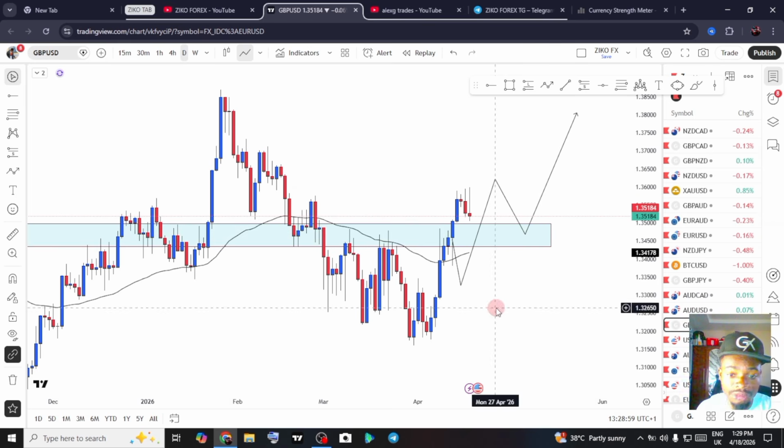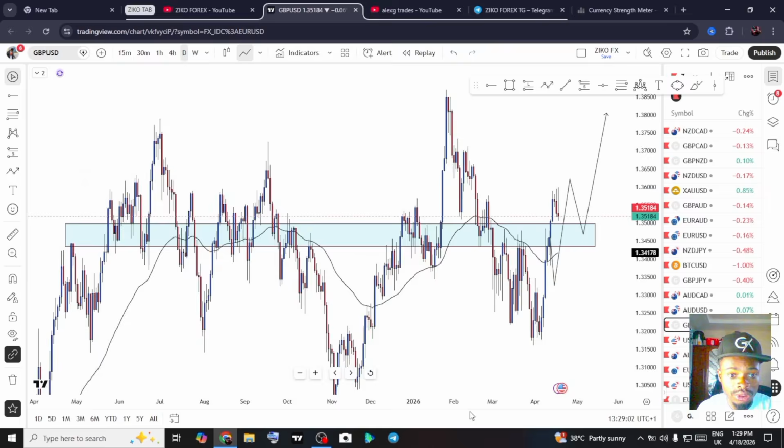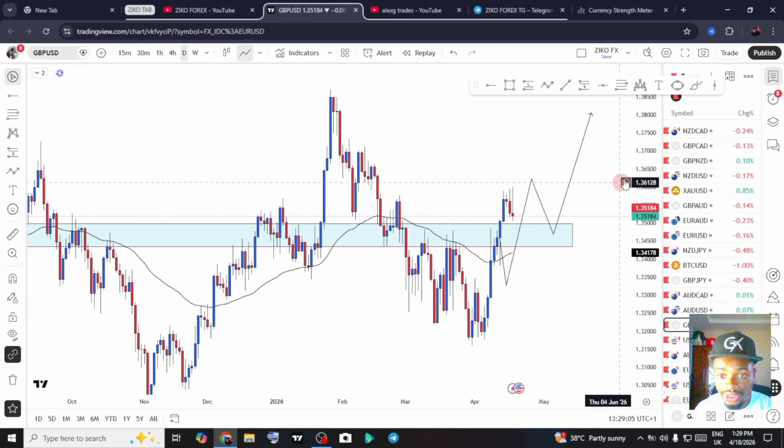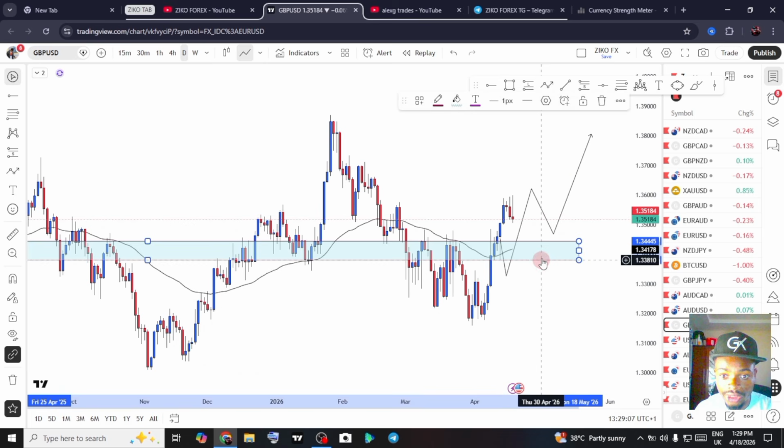All right, GBPUSD. Let us see what we have. GBPUSD daily time frame, clearly bullish. Clearly bullish.